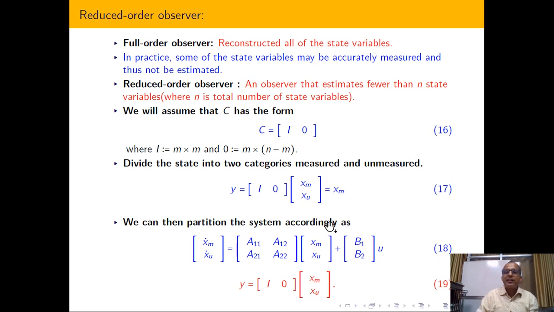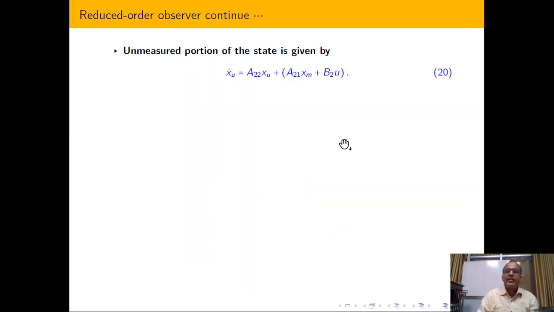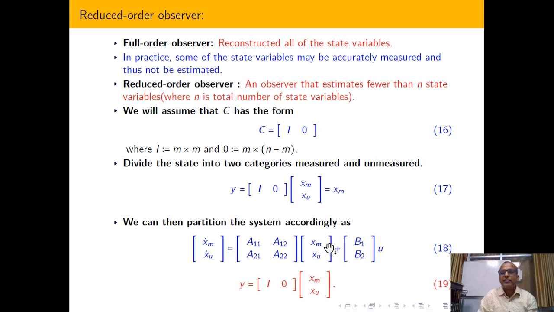Now I am assuming that I already have some state that is measured. So xm represents the measured state, and xu represents the unmeasured state. After that, what I am going to do, first I am going to define the state space in such a way that it is decoupled into two parts. One part contains those states which we are directly measuring from the sensors, and another part which is the unmeasured state.